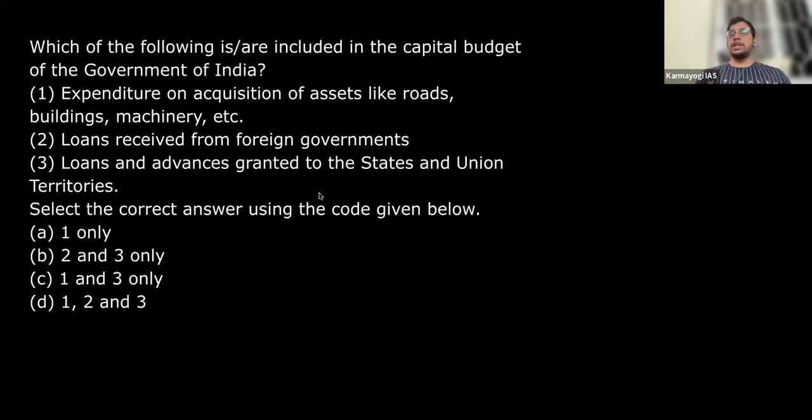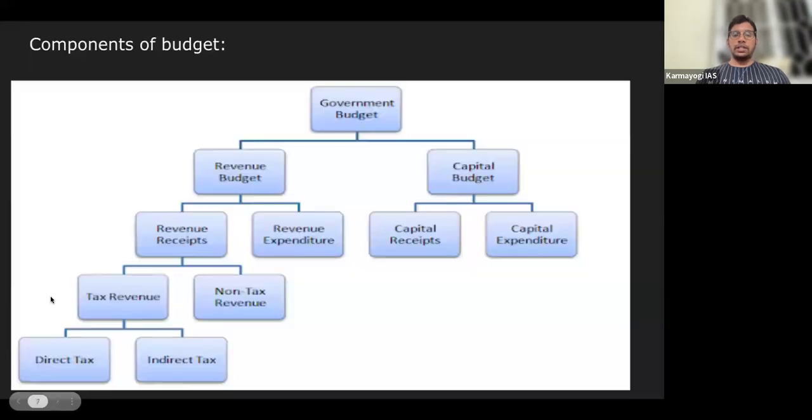Loans and advances granted to the states and union territories. So this is also considered as a capital expenditure, and hence all the three is part of the capital budget. So answer is D. Let's see the explanation.